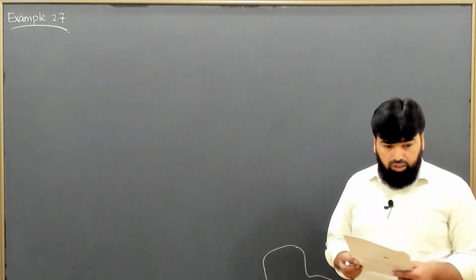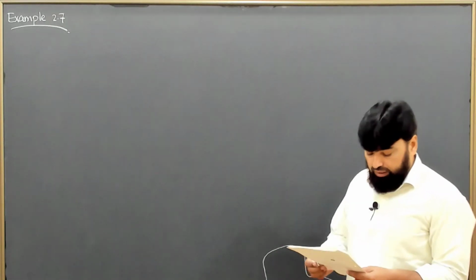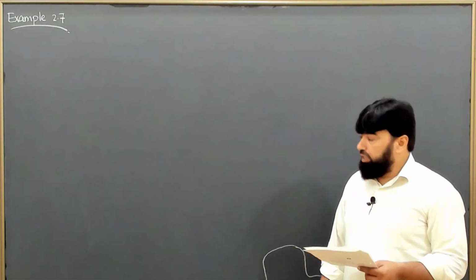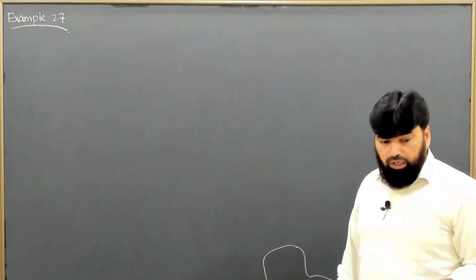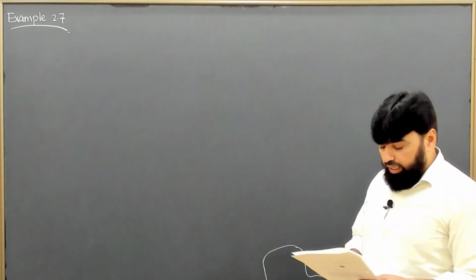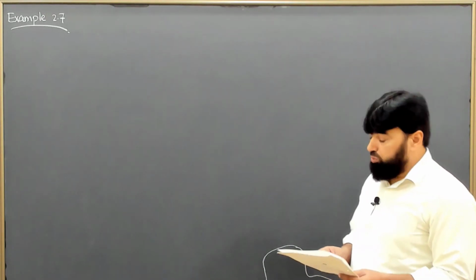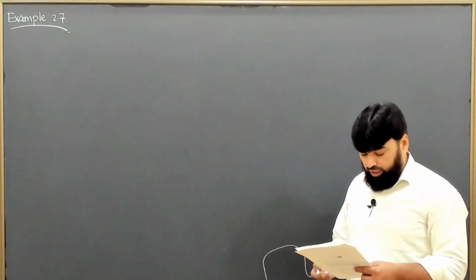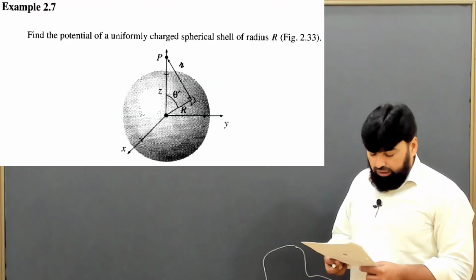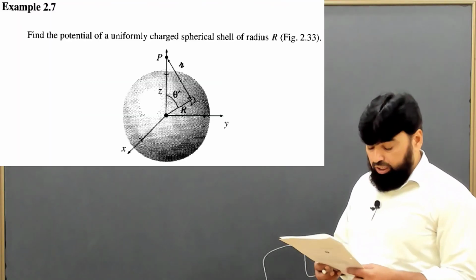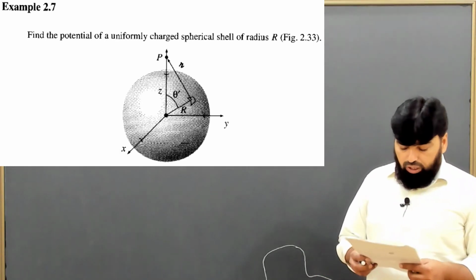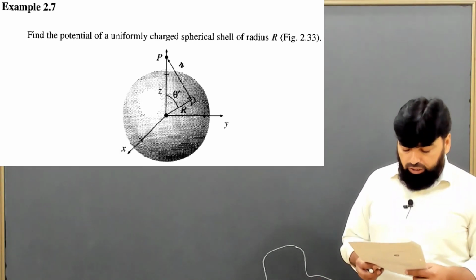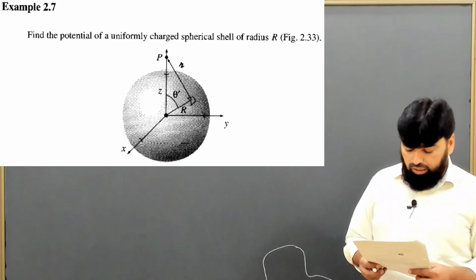Now we will solve example 2.7. This example we have solved in the previous lecture in another way, and now here we will solve it in a different way. So let me recite the example. You are seeing it on the screen as well. Find the potential of a uniformly charged spherical shell of radius r, as shown in the figure.